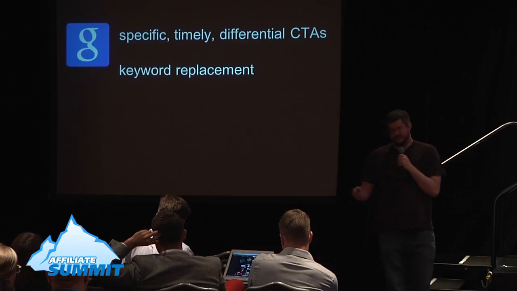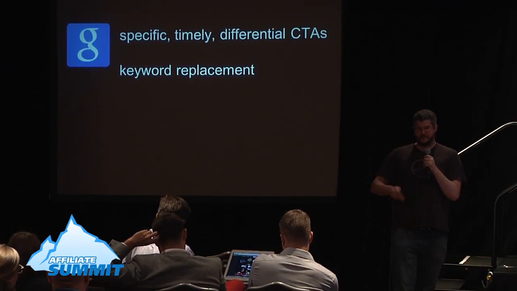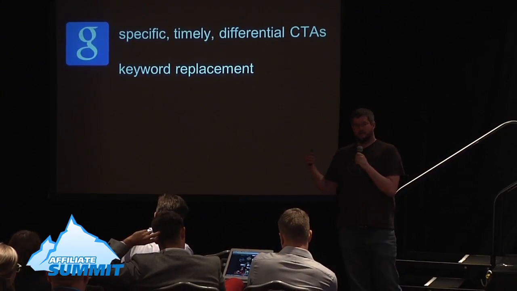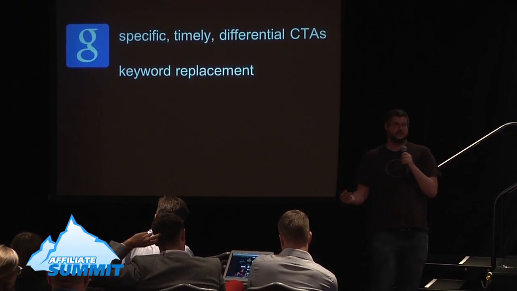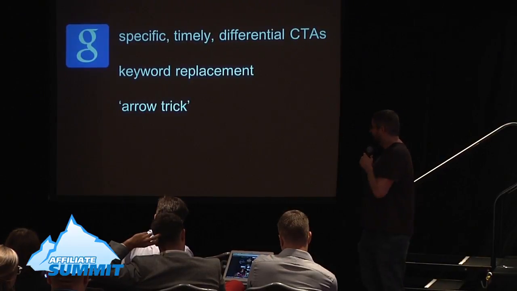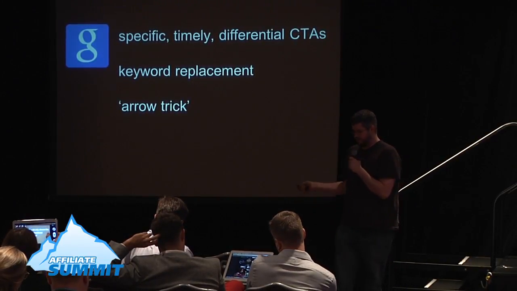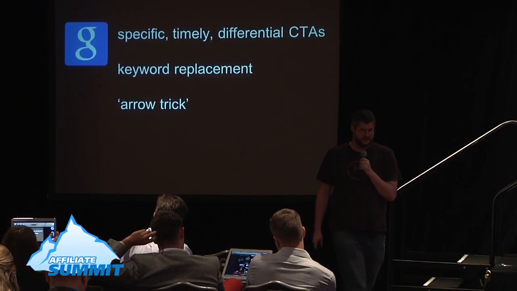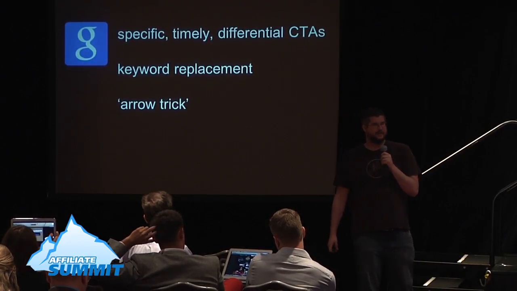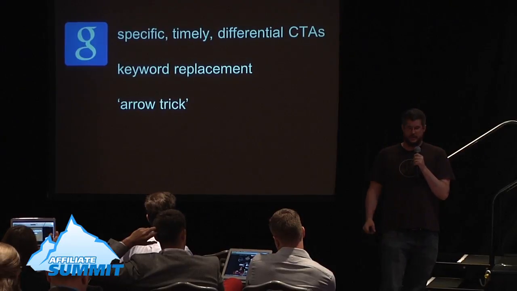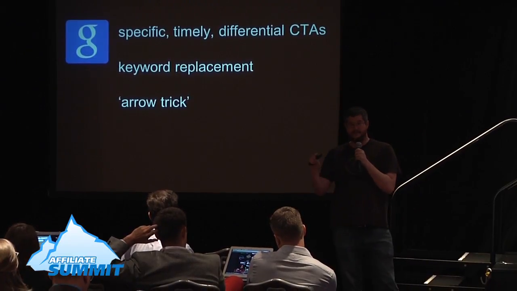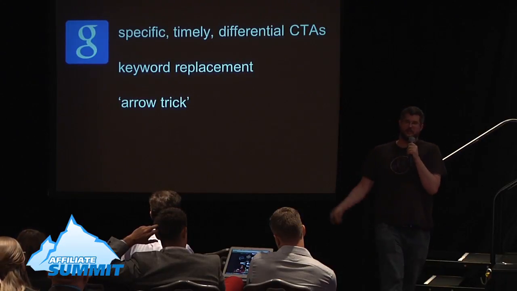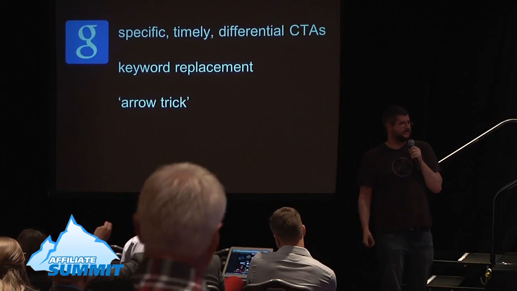So in split testing things, we've been able to see that in generic searches, doing keyword replacement increases the conversions significantly. There's also a random thing that I forget who posted it. It was a long time ago. It's called the arrow trick. In your ads on Google, if you make your text look like an arrow, for some reason it converts a lot better than if your text is any other shape.